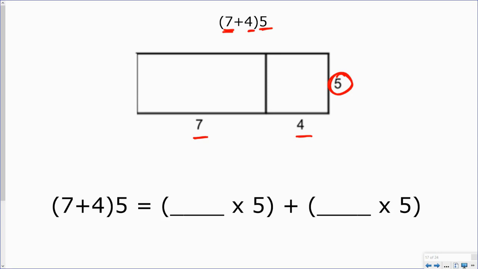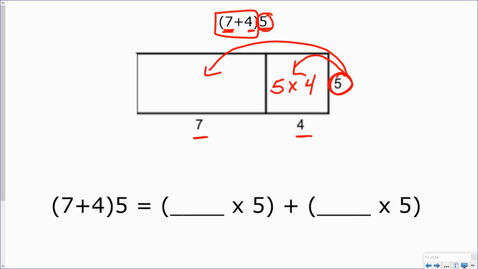So what I'm going to do is distribute, or hand out, or pass out the 5 to my 4, and I'm going to pass that to my 7, because this says I have 5 groups of everything that is inside this parentheses. So I have 5 groups of 4, or 5 times 4, which would give me a total of 20. And then I have 5 groups of 7, or 5 times 7, which gives me a total of 35.